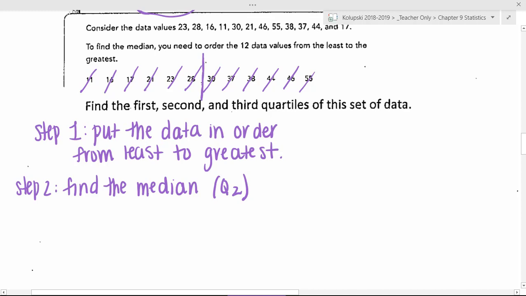I have 1, 2, 3, 4, 5, 6 numbers on the left side, and 1, 2, 3, 4, 5, 6 numbers on the right side. So now I have to figure out the number that is between here. So when we're between, so quartile 2, we take the average of the 2 numbers. So I'm going to take 28, add 30, and divide by 2 to get 29. So quartile 2 has a value of 29.